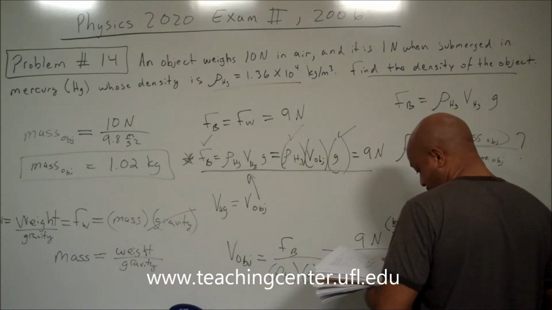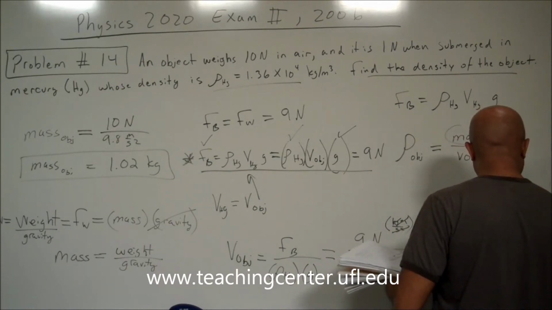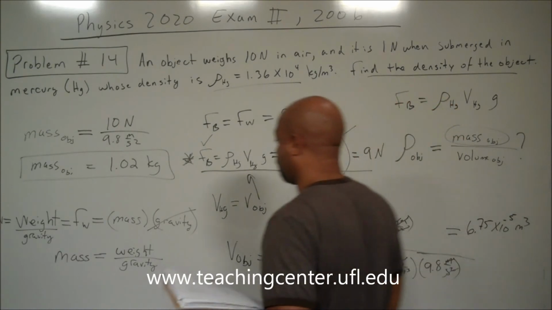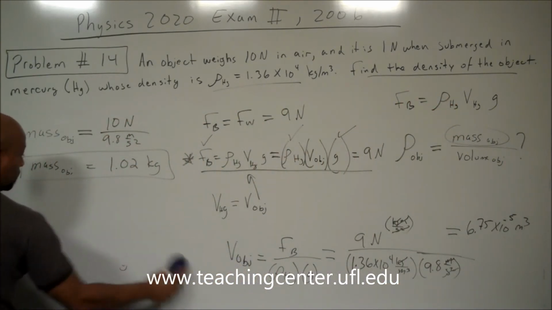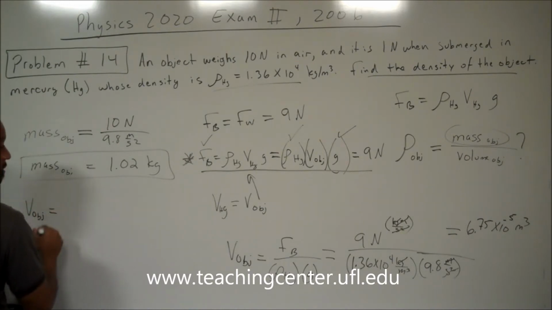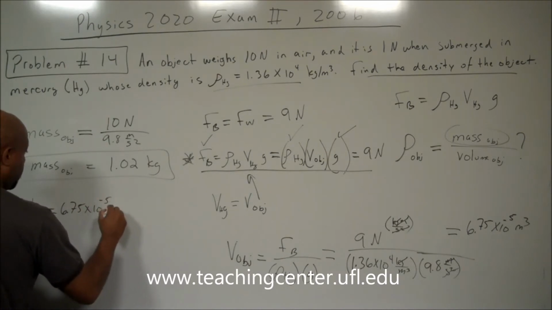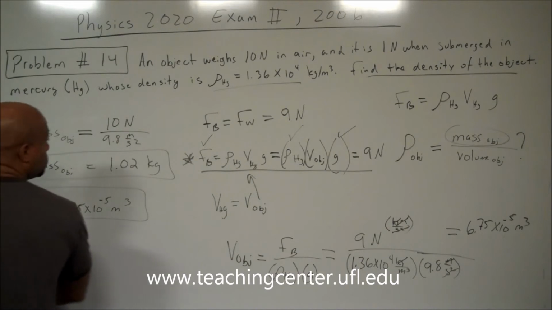6.75 times 10 to the minus 5 meters cubed. Okay? So this is actually our volume. The volume of the object is equal to 6.75 times 10 to the minus 5 meters cubed. Alright?